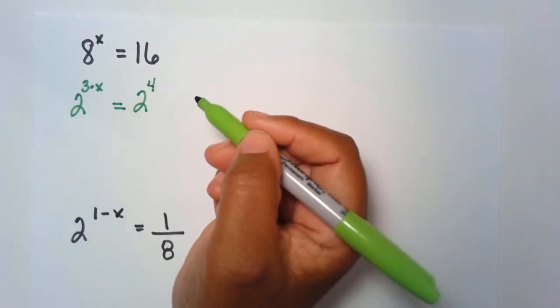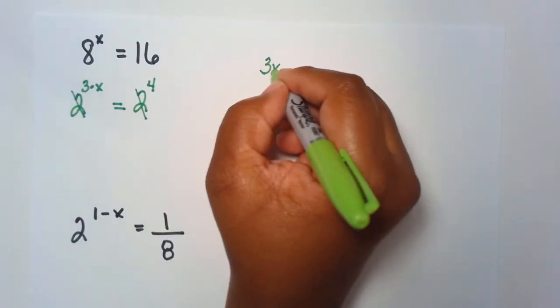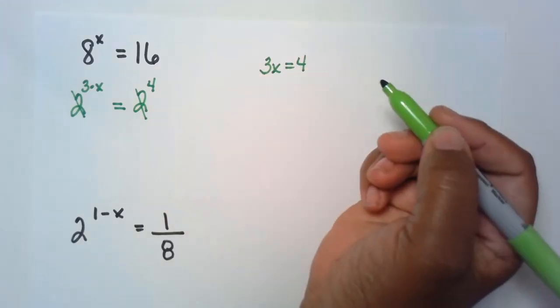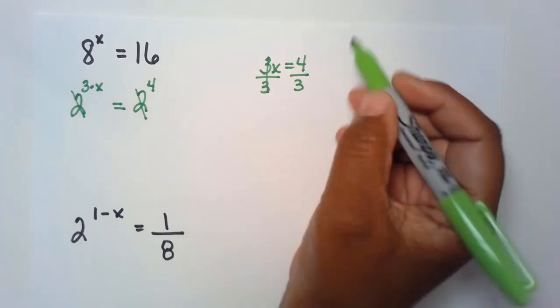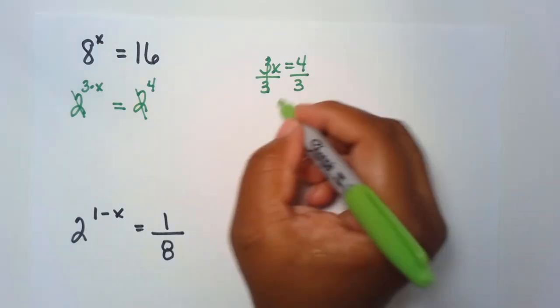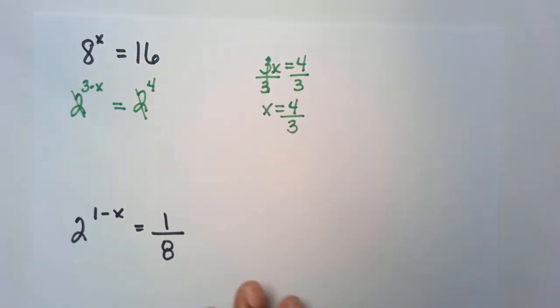4. Now that we have a common base, we're going to set the exponents equal to each other, and then we're going to take the 3 and divide it to both sides, and we have x is equal to 4/3.